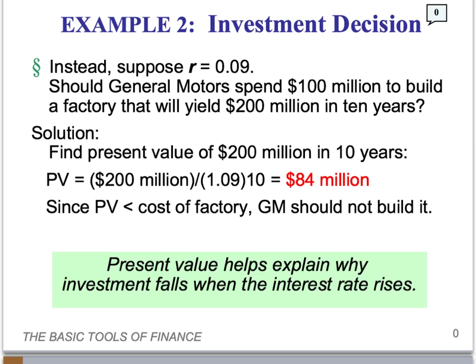Now, just to show you how important the interest rate is, if the interest rate is 9%, you'll see that if they spend $100 million today to have it become $200 million in 10 years, the present value of that $200 million is only $84 million. So they're actually losing money on this. According to this model, they would be better doing nothing with this money and putting it under their bed than to do this investment.